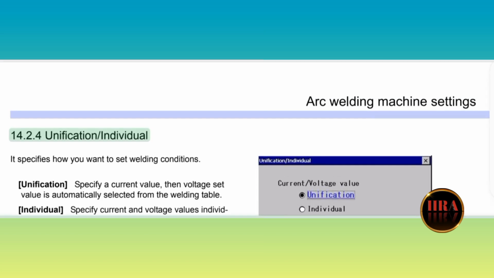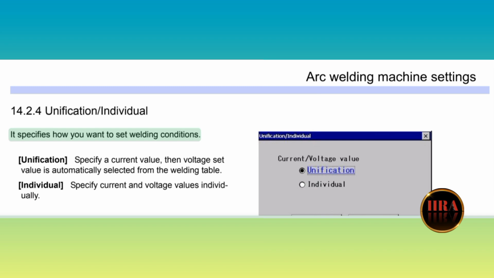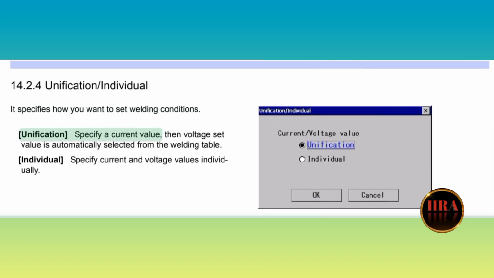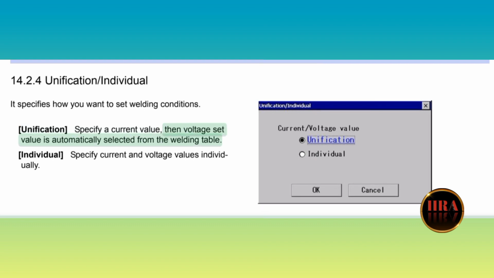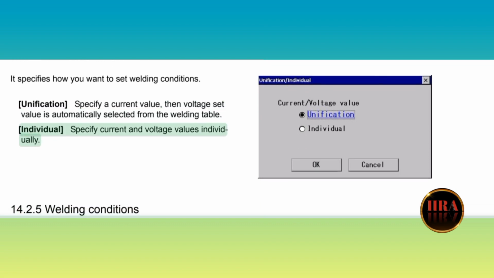14.2.4 Unification, individual. It specifies how you want to set welding conditions. Unification: specify a current value, then the voltage set value is automatically selected from the welding table. Individual: specify current and voltage values individually.